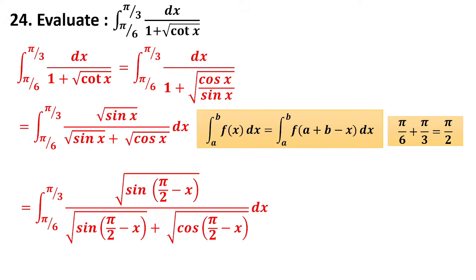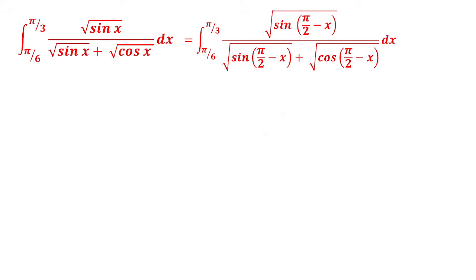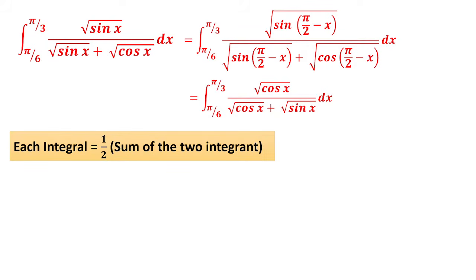But what will happen to it now? Sine of pi by 2 minus x is cos. Therefore, numerator will become root cos x. Denominator is the same. Now you started with the integral, you got another integral. Now what you have to do? Each integral is equal to half into sum of the two. Some books will use 2 into, I think you may forget that 2. That is why I am advising you to use half into sum.